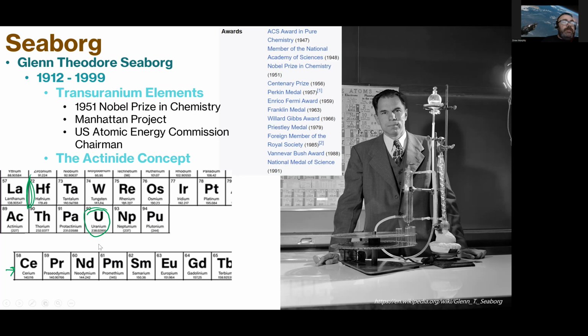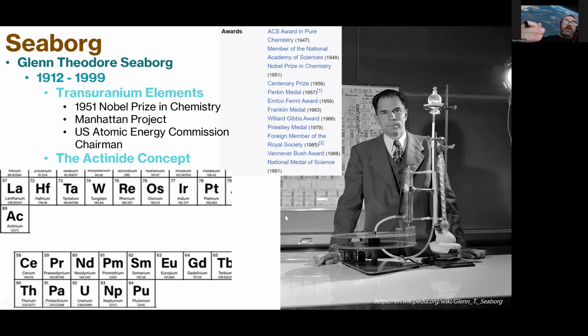There was kind of a debate in the 60s, and I imagine this got really heated at some point, saying that thorium, protactinium, and uranium really should be down here with cerium and them. And so Seaborg recommended that these elements be pulled out and put down underneath the lanthanides and called them actinides. People debated about this, but eventually it was figured out that yes, Seaborg was right, and he had his hand in making a whole lot of these elements, and so they did that.